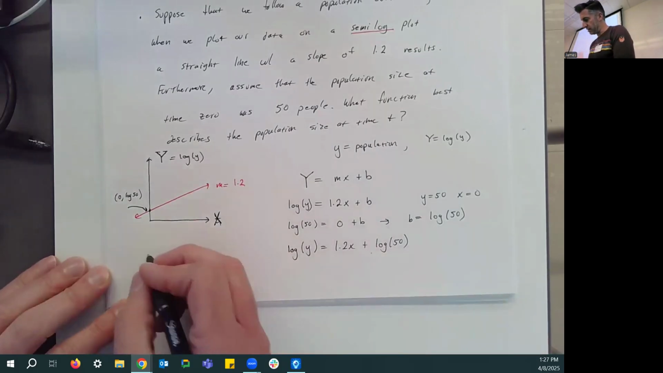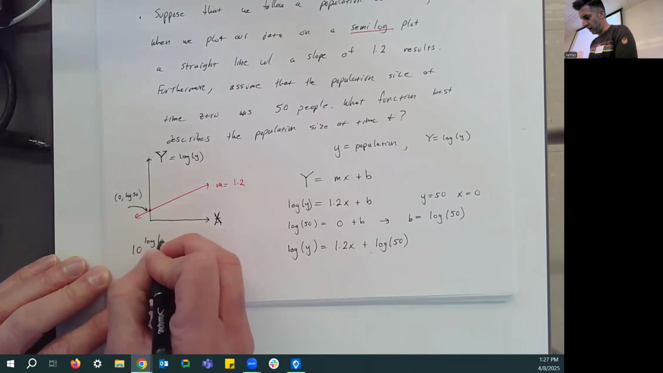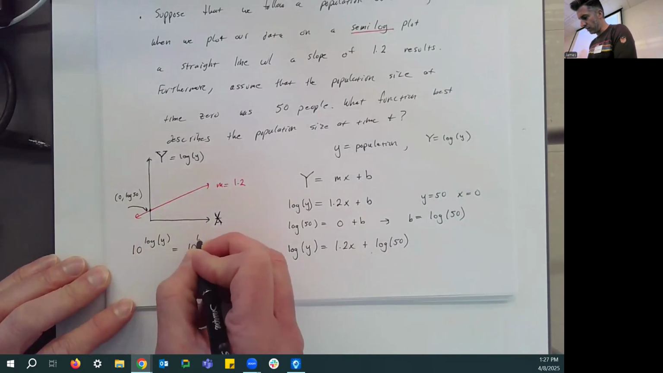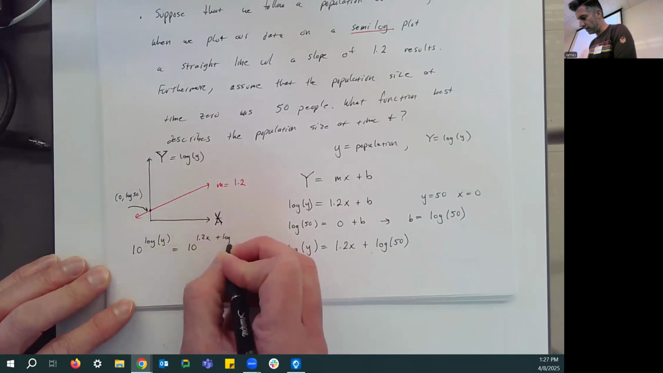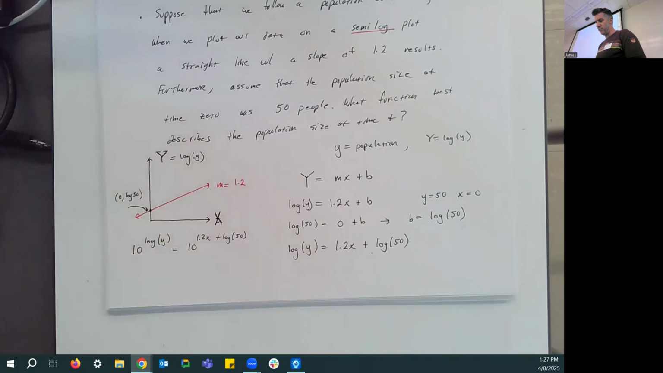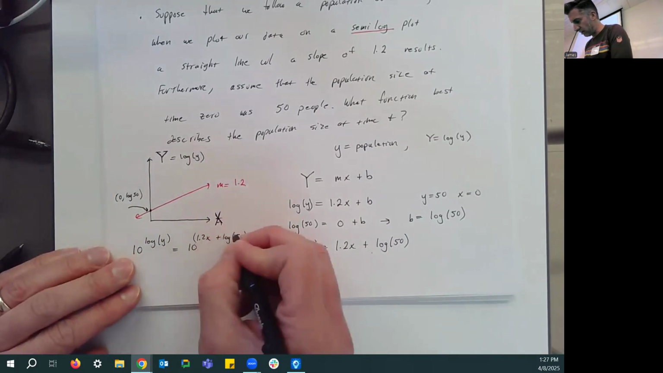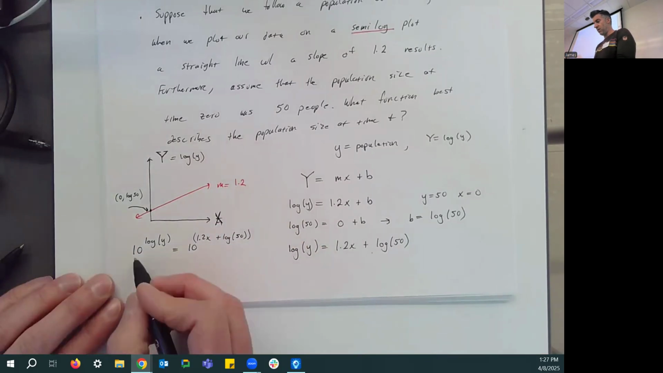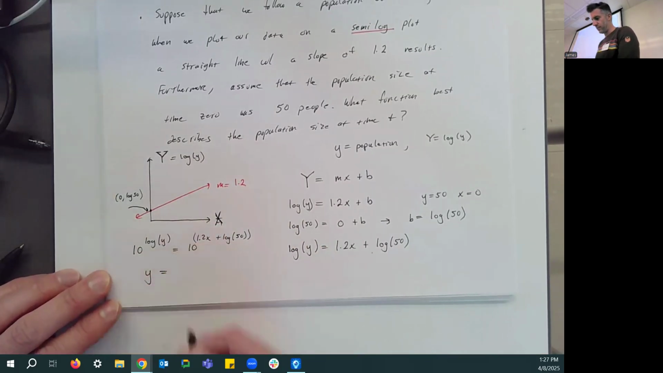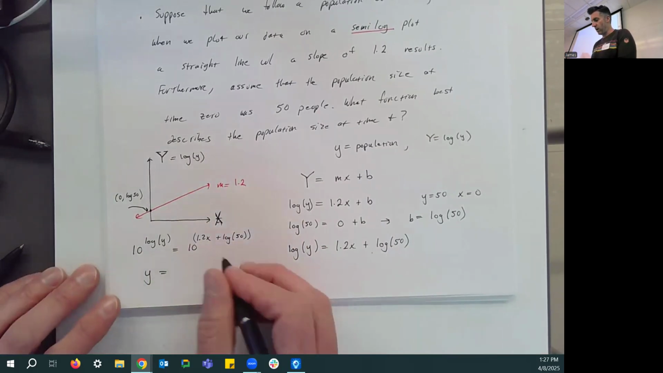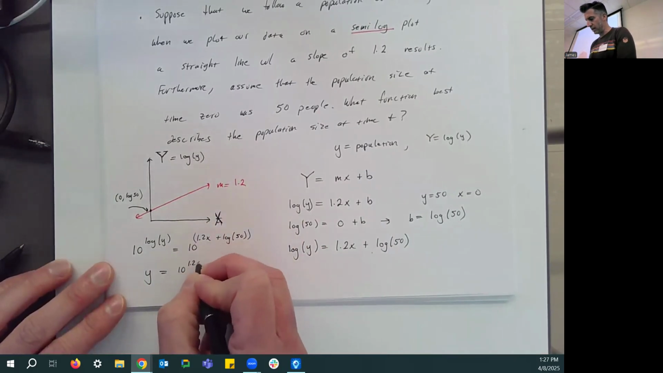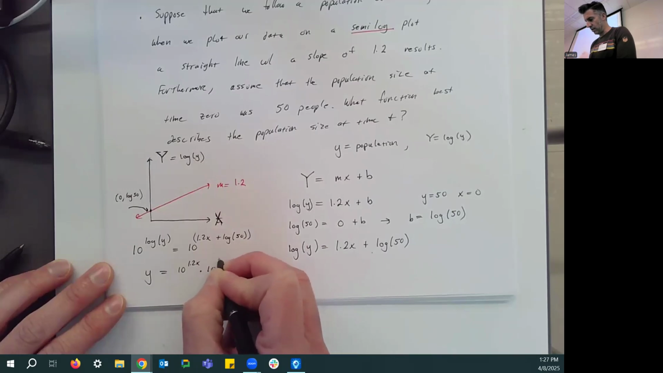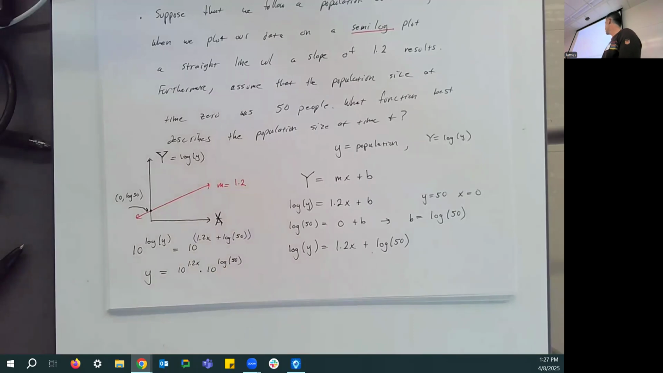So we're going to rewrite this as 10 to the log base 10 of y equal to 10 to the 1.2x plus log base 10 of 50. I know I'm not writing the base 10, but I'm saying it so you remember that it's actually there. 10 to the log base 10 of y is y. On the right-hand side, we do a couple things. We break it up as 10 to the 1.2x times 10 to the log of 50. 10 to the log of 50 is just 50, right? Those are functions that undo each other. 10 to the power of something and log base 10 of something undo each other to get 50.